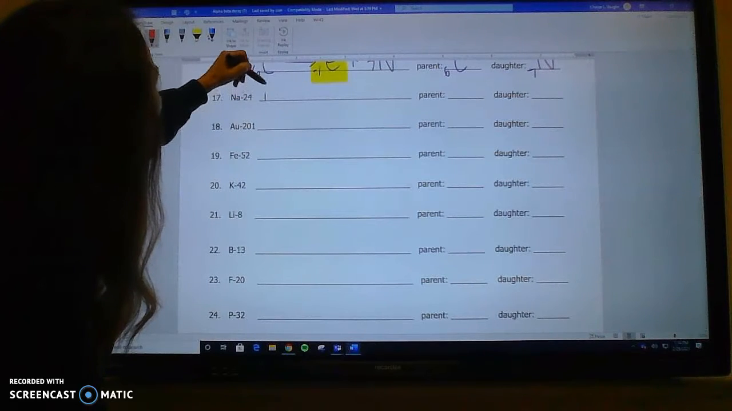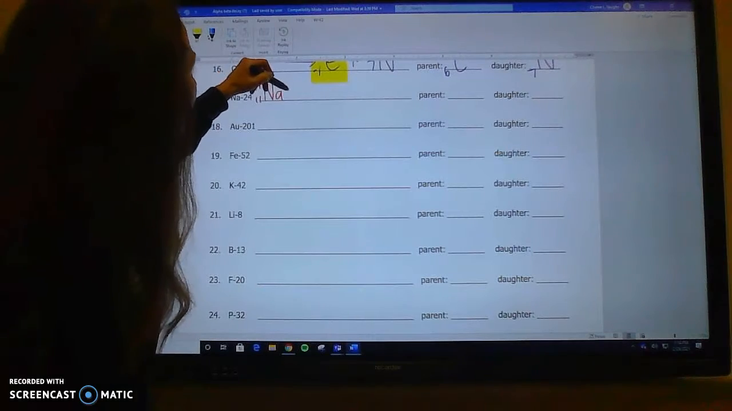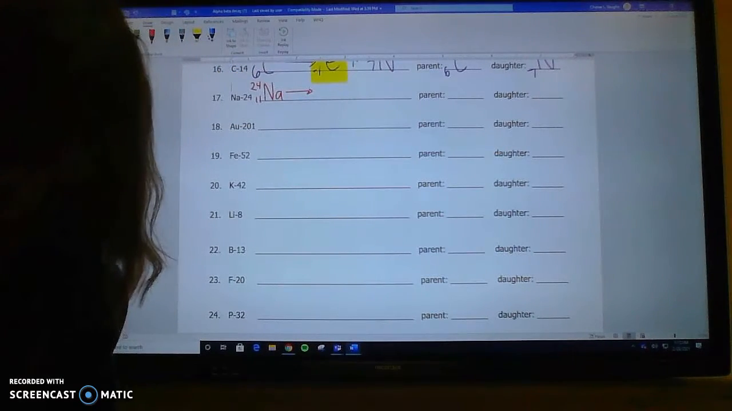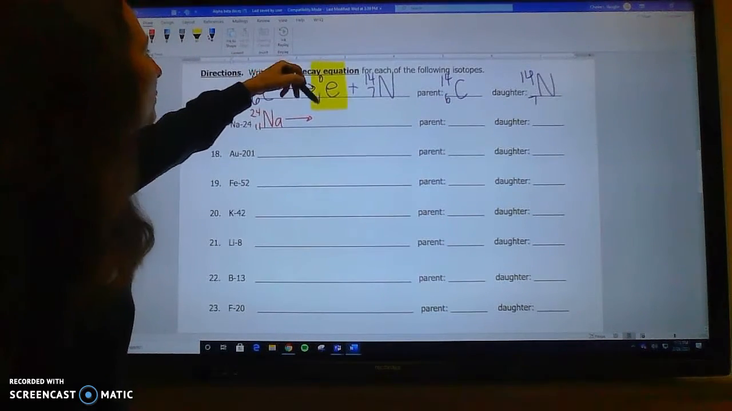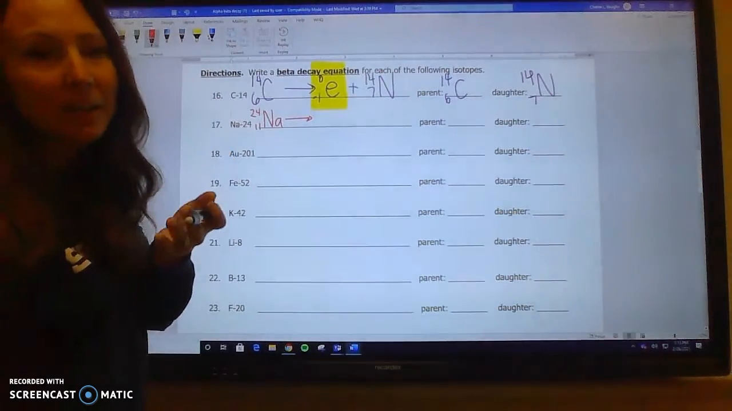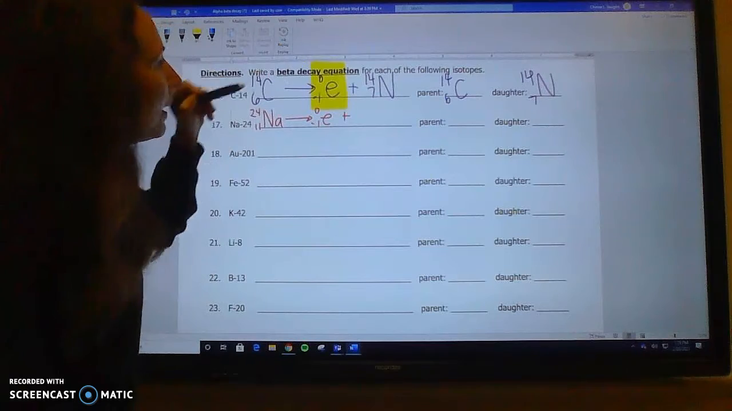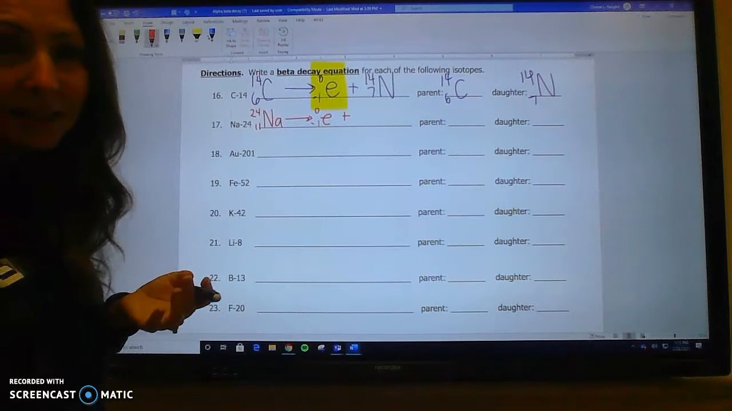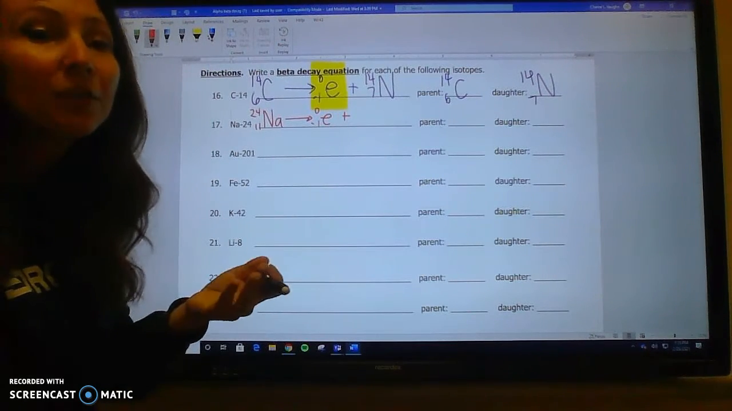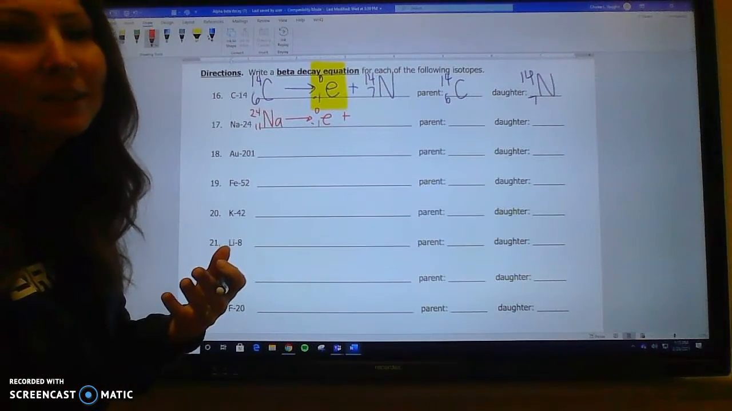So we have Na, 24 on top. Na is atomic number 11. We have our arrow, just so you can see which part looks the same. Now my beta particle is going to be the E with a 0 and a -1. Now, I can already hear you now. Do you have to memorize that for the test? You just have to recognize it. You do not have to draw these or write these out for your test.